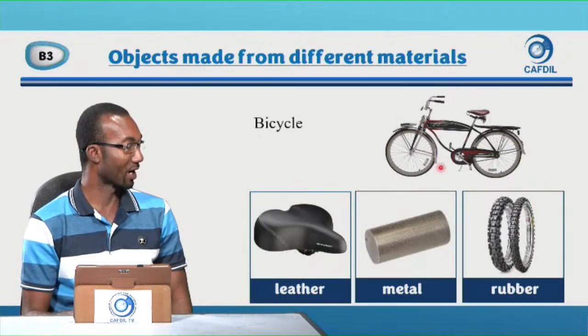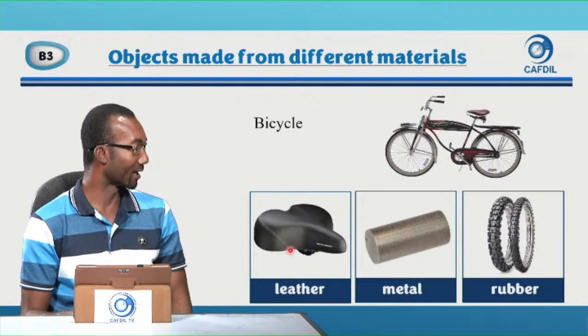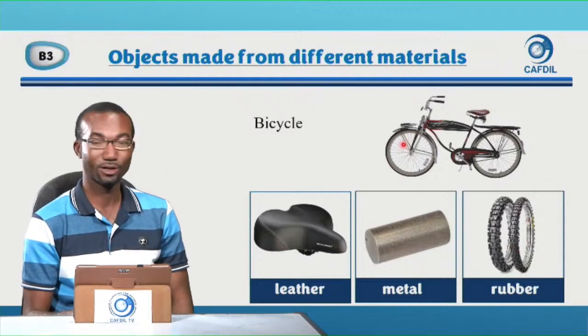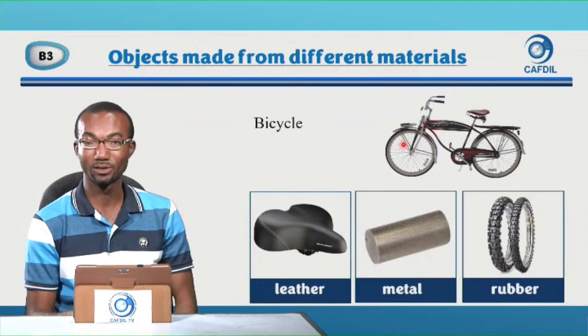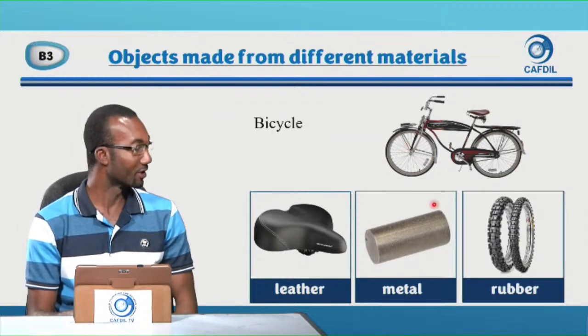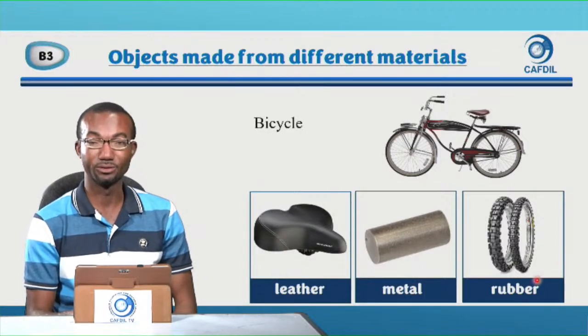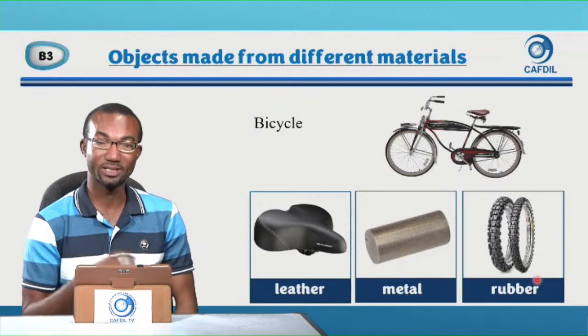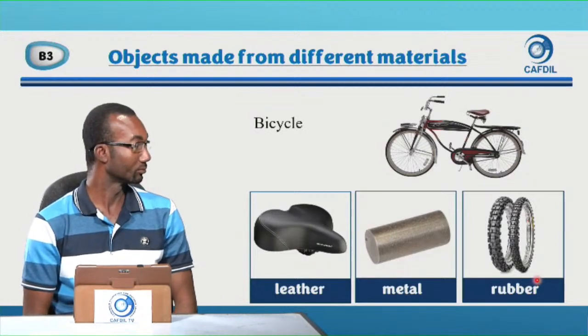Let's have a look at this bicycle too. The body of the bicycle is made of metal. The seat is made of leather. Then the tires are made of rubber. So bicycles are also made of different materials: leather, metal, and rubber. We use these materials to make a bicycle.